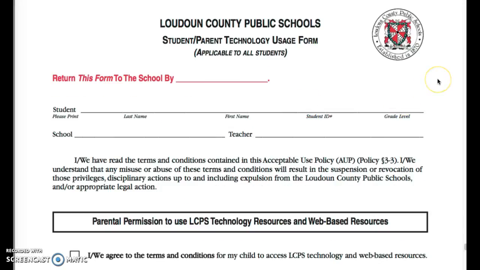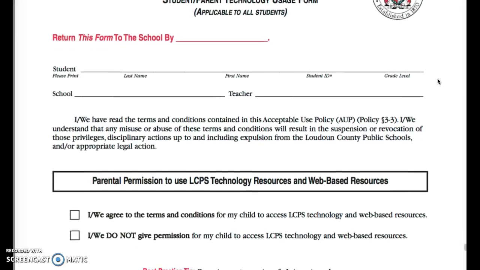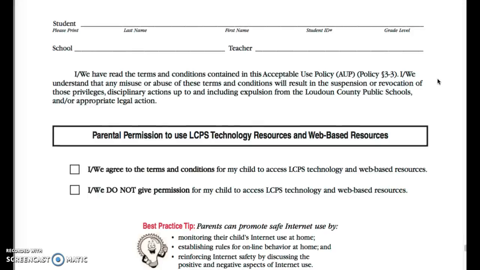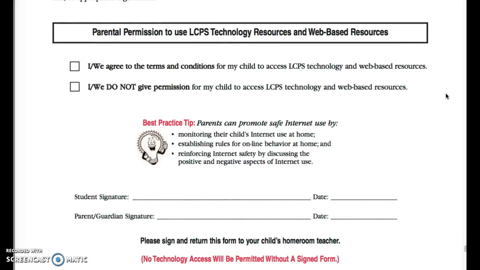Here, in the back of the handbook, is the form that they have to sign. So basically the student and the parent have to sign saying that they have read the acceptable use policy, and that they understand that if they misuse or abuse any of the terms and conditions in there, they could get consequences up to being expelled or even legal action if it does go that far. They can agree or not agree, but if they do not agree, then they will not get use of any technology or internet while they're at school, which is kind of a disadvantage if technology is being used.